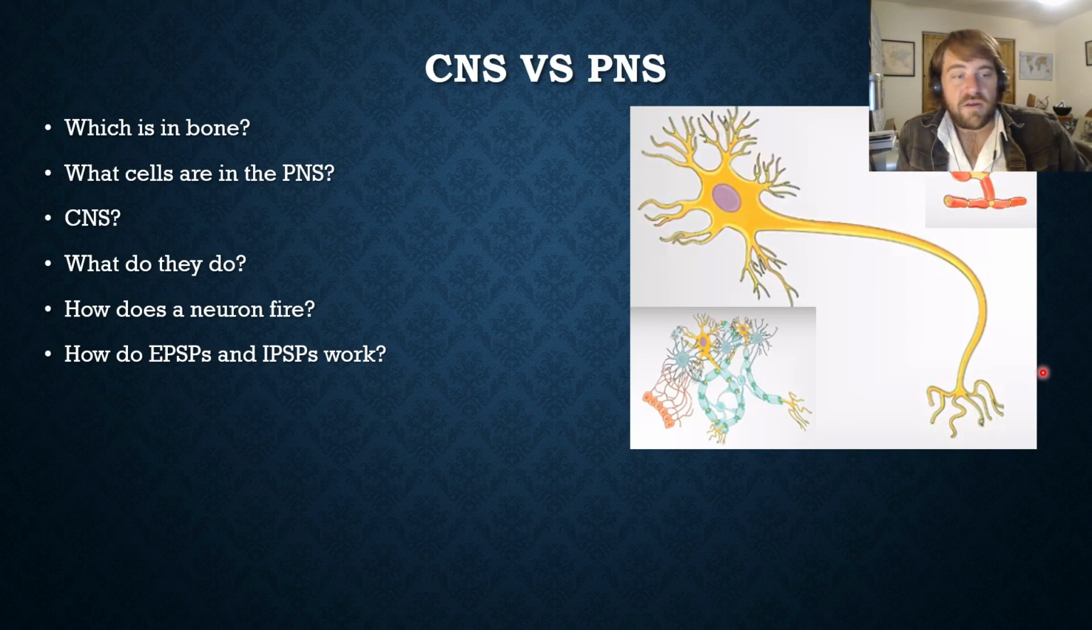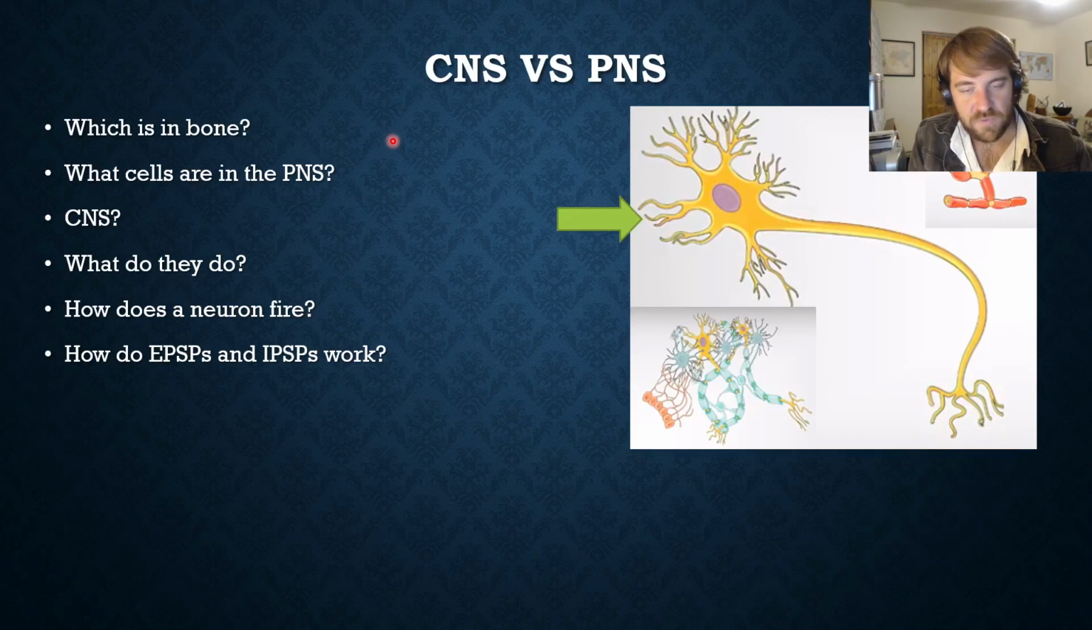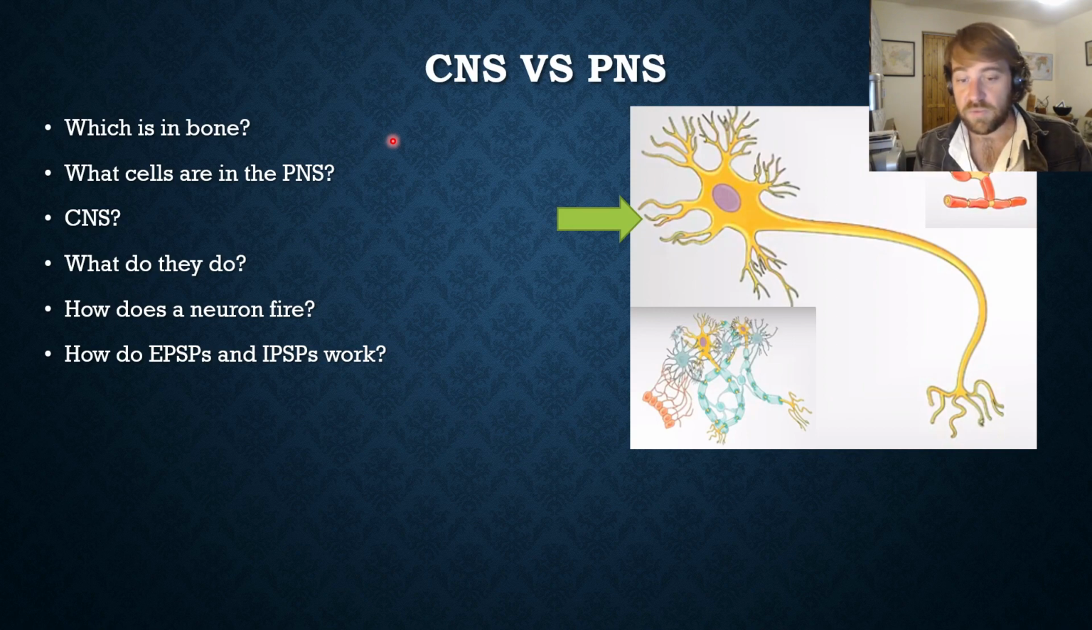What cells are in the PNS? We're just going to move to the diagram over here because this is going to answer that question for us. So what do we got here? We're going to go through a neuron. A neuron, of course, is in either the central nervous system or the peripheral nervous system. But let's take a slight detour and talk about parts of the neuron, and then we'll be back onto what kind of cells are in the PNS and CNS.